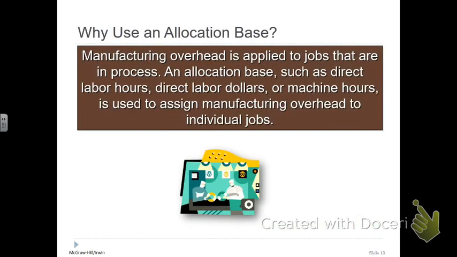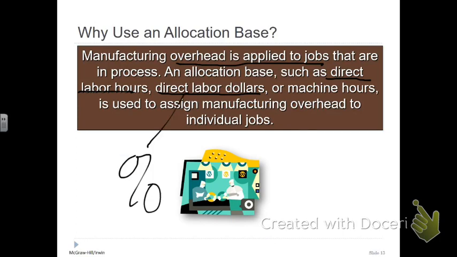In order to apply overhead, what we need to have is some base, okay? Overhead is going to be applied to jobs, and we're going to use some sort of allocation base, such as direct labor hours, perhaps labor dollars. If you see labor dollars, it's usually as a percentage. Or sometimes it'll be machine hours. Could be a whole bunch of other things. We'll talk about other cost drivers in a later chapter. Those are the big ones we're going to use early on: direct labor hours, direct labor dollars, or machine hours.